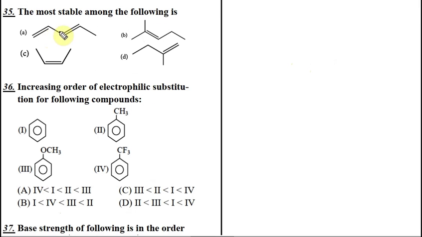Alright, the most stable among the following. See here I have double bond, single bond, double bond. Right there I have conjugation. So this is going to be most stable. If you want to do the other ones, this one has 3 alpha hydrogens here, 3 here and 2 here. So my A is better than my B. Now between these two, this has 3 plus 2, 5, and 3 plus 3. So C greater than D.